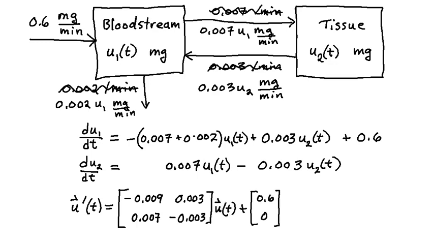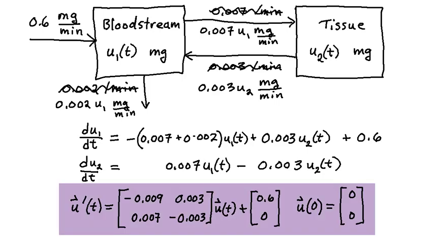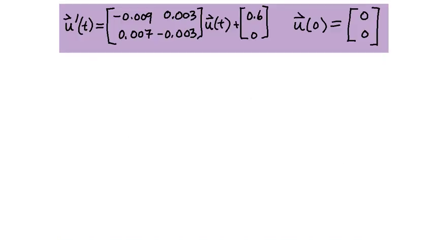This is a linear inhomogeneous system of two differential equations. If we assume that the patient in question has no drug on board at the moment the IV was initially administered, then we can add this initial condition. Let's now solve this initial value problem. We'll attack the initial value problem using the approach outlined at the beginning of the video.